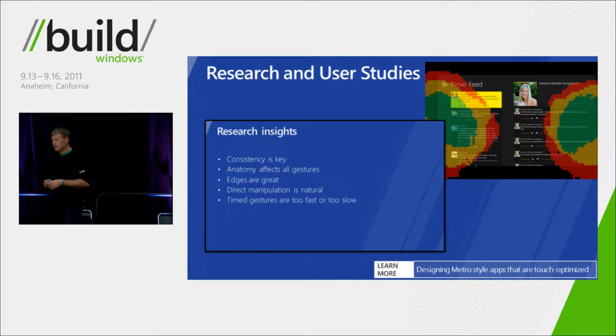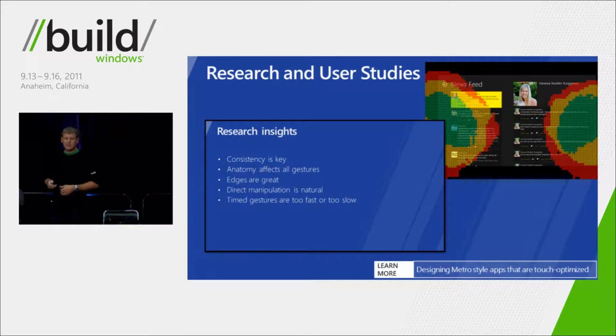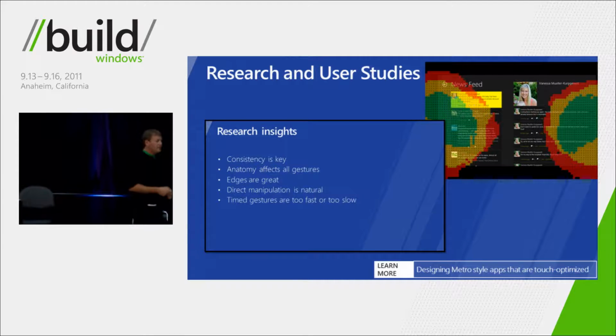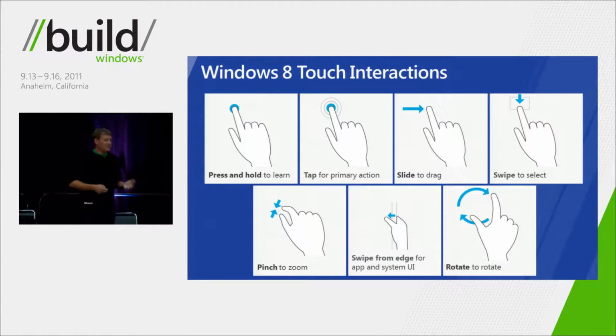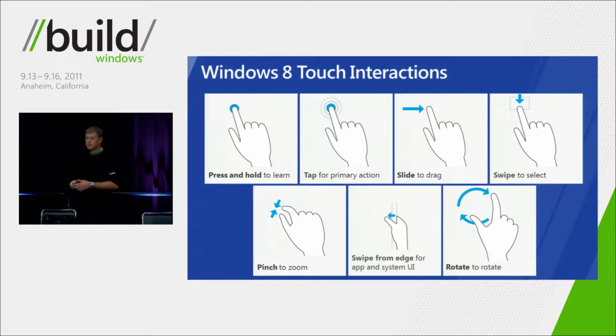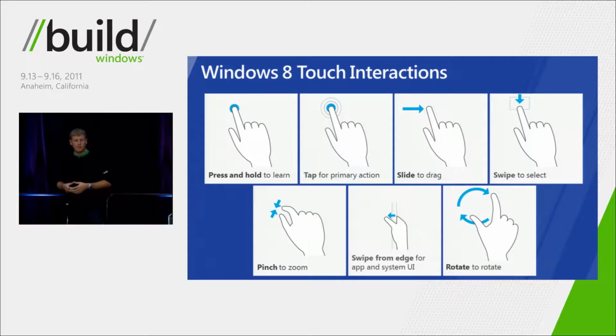Now, we did a bunch of studies like this, and we continued to think and iterate and try to figure things out. And eventually, we started to land and converge on a touch language. Now, what exactly is a touch language? It's two things. It's the set of gestures that a user is going to use to interact with the system, and it's also the meaning behind those gestures.